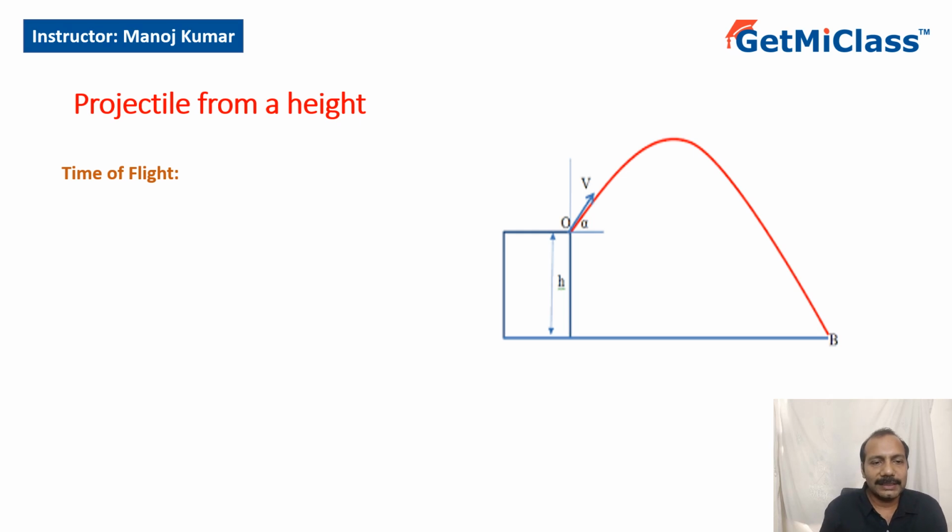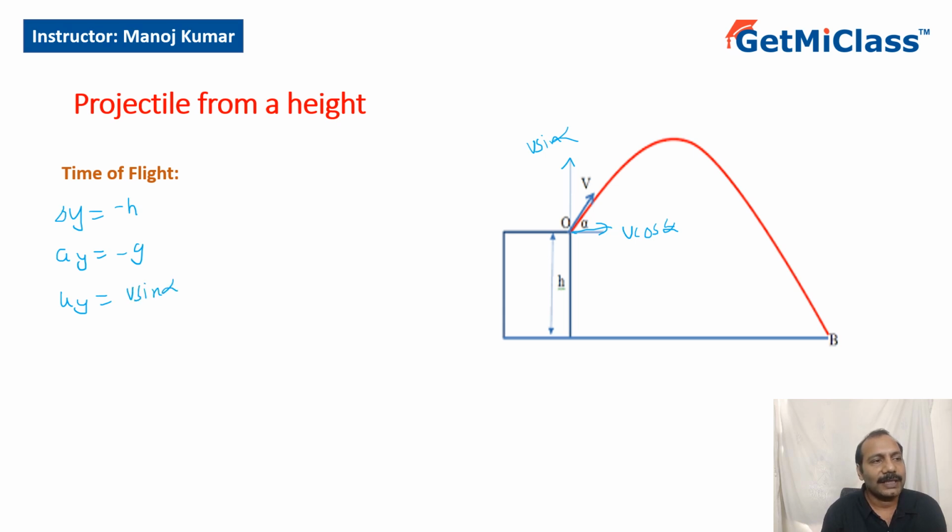So here let's see, if this is V, then the horizontal component would be V cos alpha, and vertical component would be V sin alpha. So I want to find time of flight. What is delta y? Delta y, because the final position is below the initial position, I'll take it as negative, minus h. Acceleration in y direction, we all know it is minus g. And initial velocity in y direction is V sin alpha.